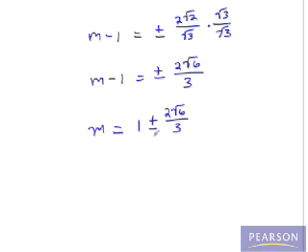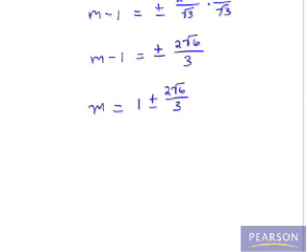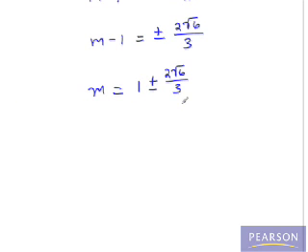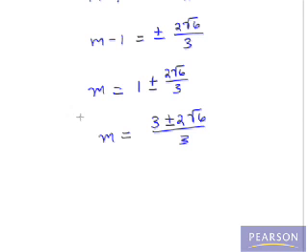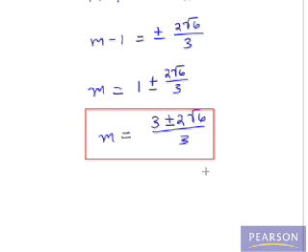That is a correct answer. Most textbooks would like you to write your final answer as one fraction with a common denominator. 1 is the same as 3/3, so we can combine those together. Again, 1 is the same as 3/3, so we would have 3 plus or minus 2 root 6 all over 3. So there is the final answer to this problem. m is equal to 3 plus or minus 2 root 6 all over 3.